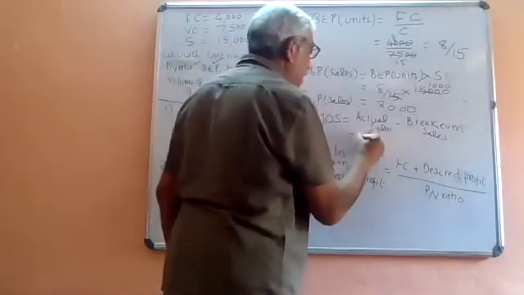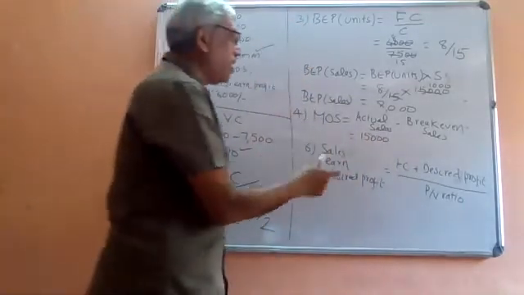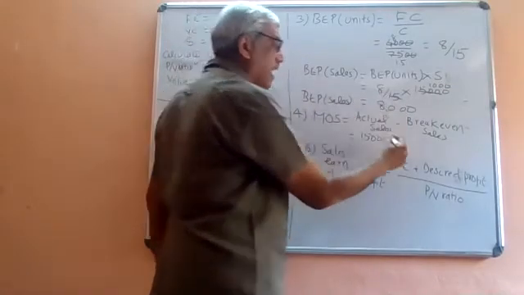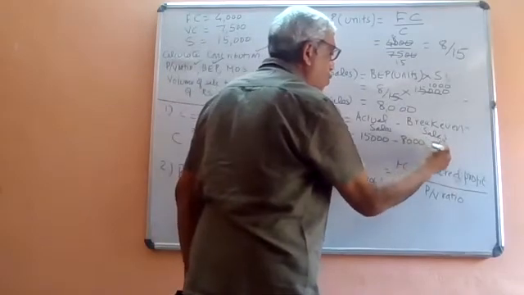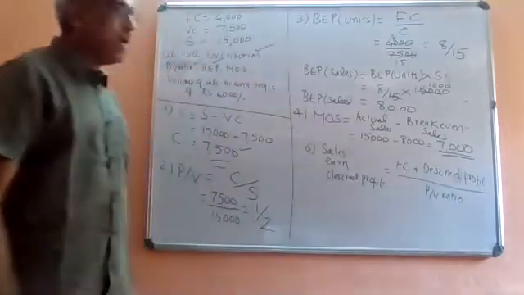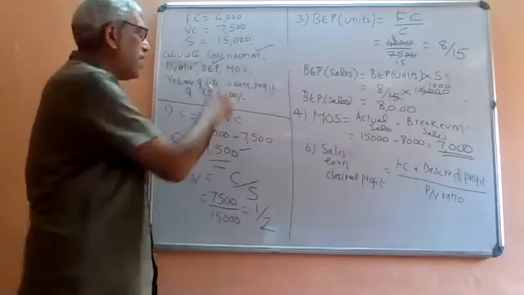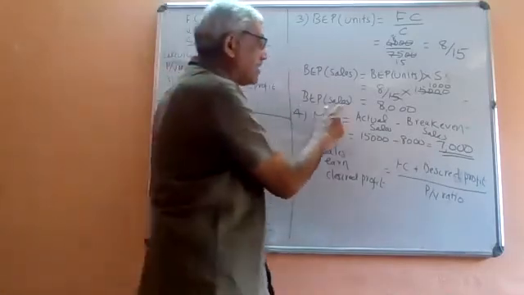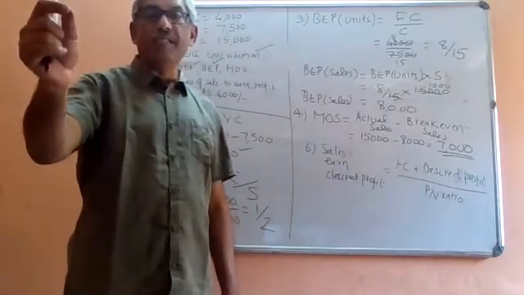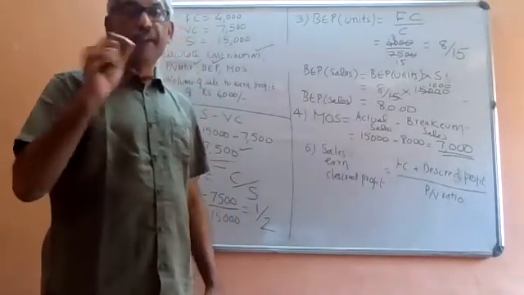15,000 minus break-even sale. We have calculated break-even sale as 8,000. So your margin of safety is 7,000. Margin of safety is actual sale minus break-even sale. Actual sale is 15,000, break-even sales is 8,000, so 15,000 minus 8,000 is 7,000. So 7,000 is your margin of safety.